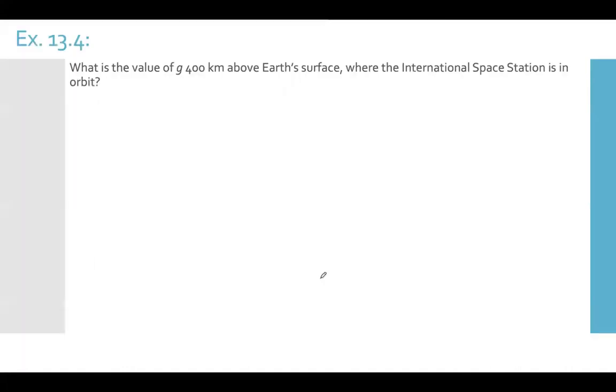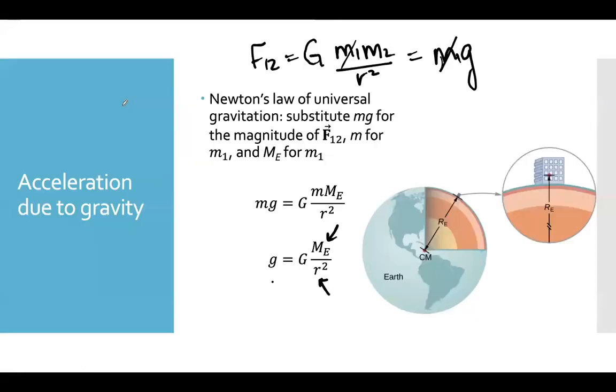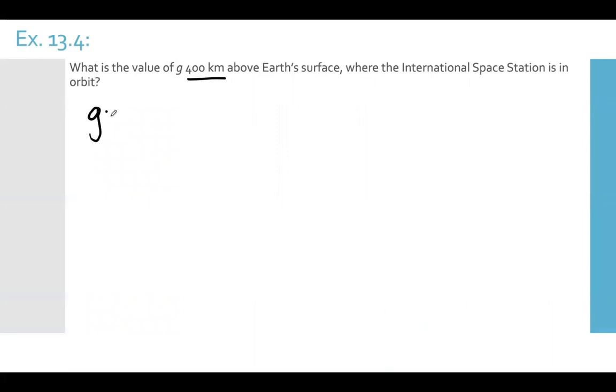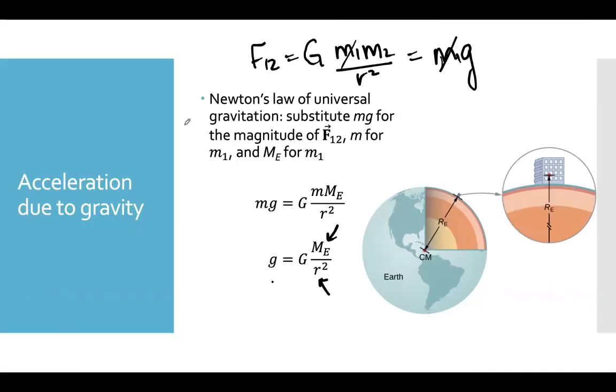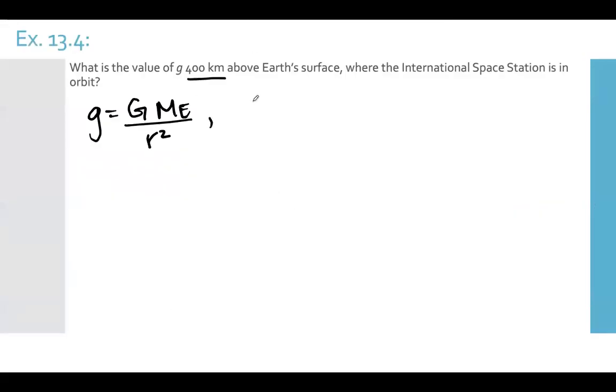All right, so let's go ahead and move on to the next problem. It asks, what is the value of g 400 kilometers above Earth's surface where the International Space Station is in orbit? So we want to find the value of g. We know that g can be calculated in this manner, where R is going to be the radius of Earth plus whatever that distance is that we're looking for. So g is equal to big G, the mass of the Earth, over R squared. And R is going to equal the radius of Earth plus that 400 kilometers.